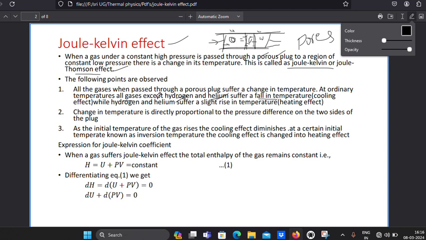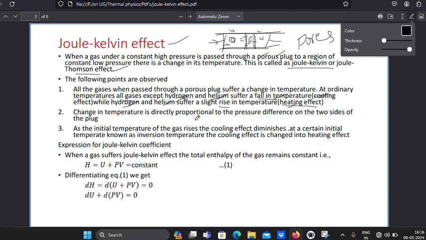A gas which suffers a fall in temperature shows a cooling effect. While hydrogen and helium suffer a slight rise in temperature, which is called the heating effect. At room temperature, the temperature of helium and hydrogen increases, but the temperature of other gases decreases. So decreasing temperature is called the cooling effect, and increasing temperature is called the heating effect.